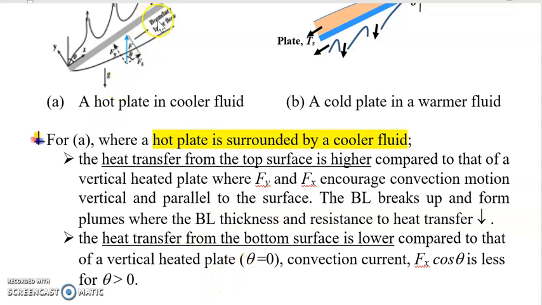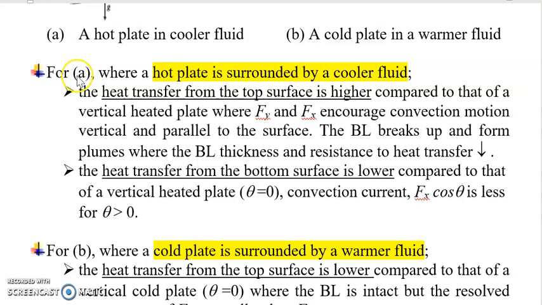plate. So it's inclined, below is lower, above is higher than the vertical plate, because the g cosine theta is less for theta greater than 0. Remember, theta is measured away from the vertical here, not the one perpendicular to the plate, but vertical here, as shown with my cursor.